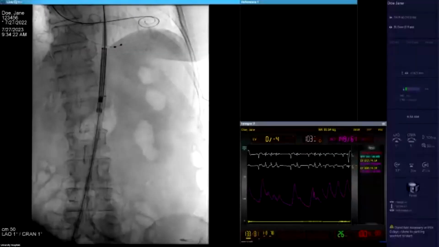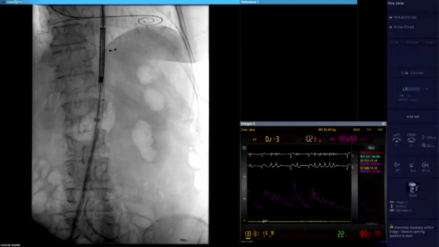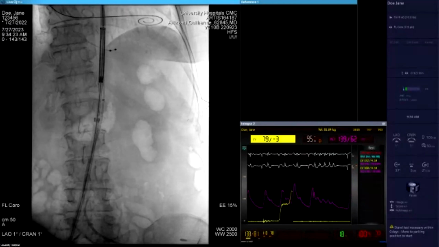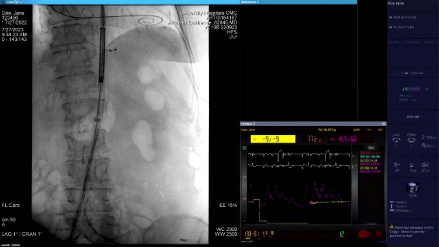Look at how smooth it was to go through the tortuosity. So very smooth. Chris had no resistance, right, Chris? No resistance. It went very, very smoothly. So are you going to go LAO to look at the hat marker? Yes, we're going to go LAO now.